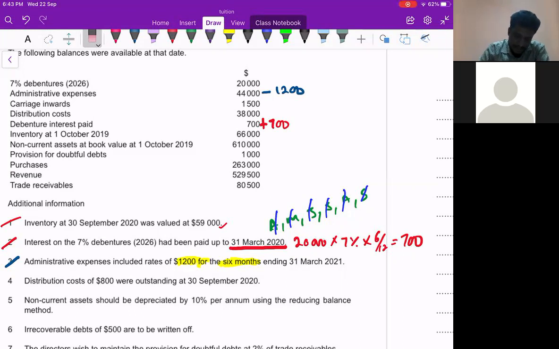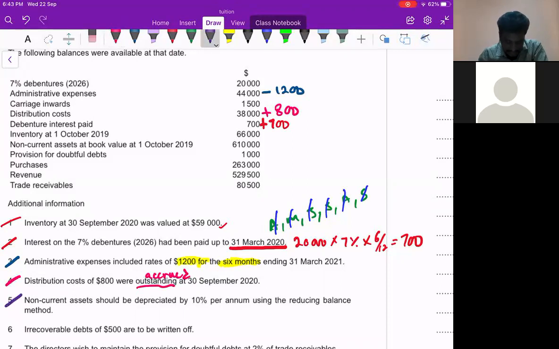Continue. Distribution cost 800 were outstanding. Outstanding means accrued. Accrued means plus. Plus 800. Another place must go to current liability, but I don't care about current liability because we are not doing the statement of financial position.